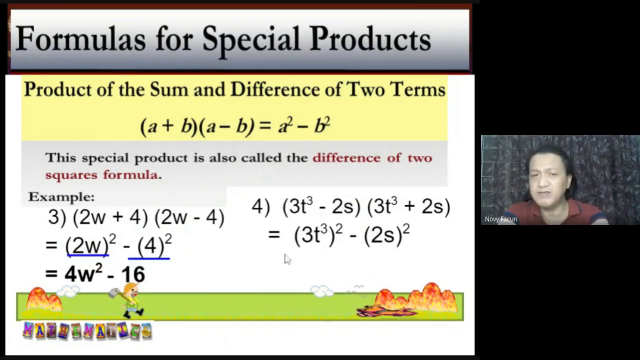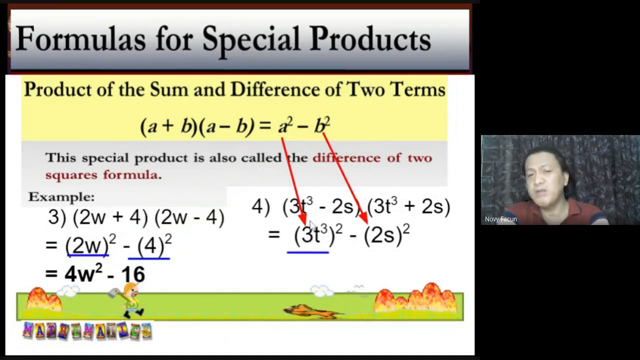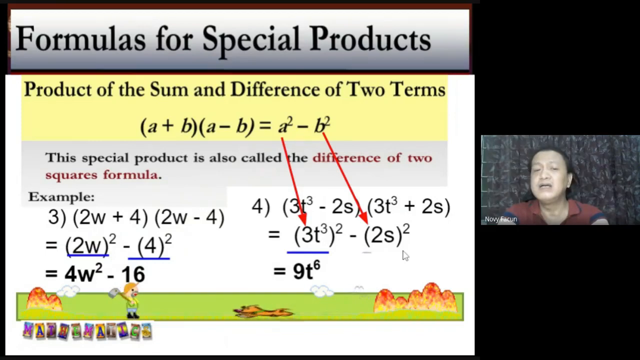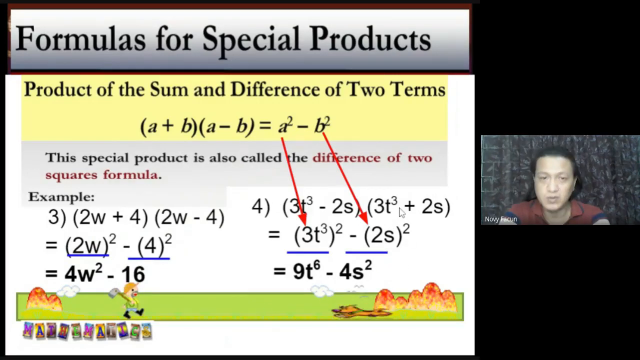And if you're going to simplify the first term, that will become, ayan, 3t cubed raised to 2, meaning square mo muna yung numerical. Kasi 3 raised to 2, ibig sabihin yun, 9 yun, kasi 3 times 3. Kaya i-multiply mo yung exponent niya, kaya 3 times 2, 6. Kaya 9t raised to 6 yan. Dito naman, 2 raised to 2 muna, and that is 4. Kaya s raised to 2, kaya that will become 4s square. Kaya we have 9t raised to 6 minus 4s raised to 2.